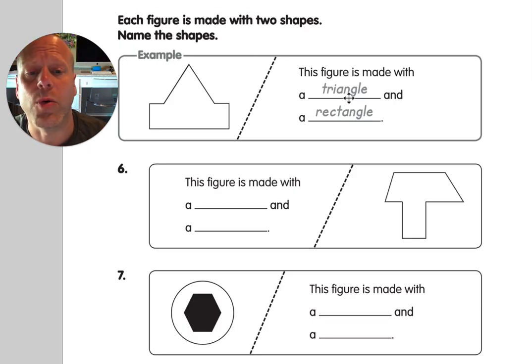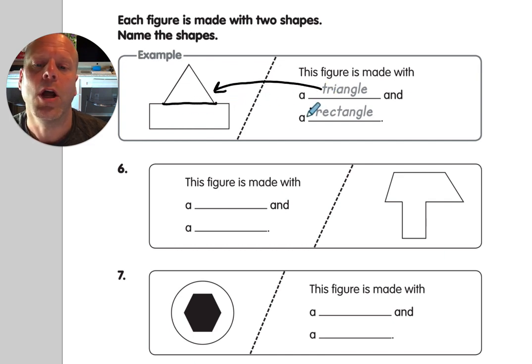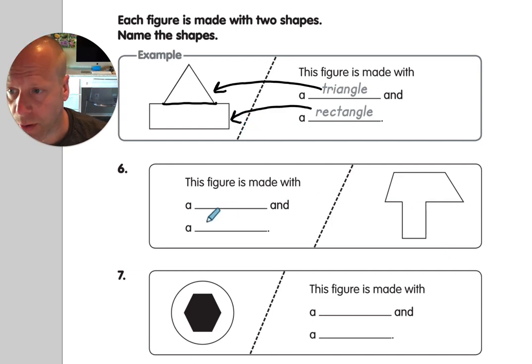Remember how I said you're going to be producing the word for the line that you find inside. So draw first, and then say, there's my triangle, and there's my rectangle. Draw first, put the words on the line.